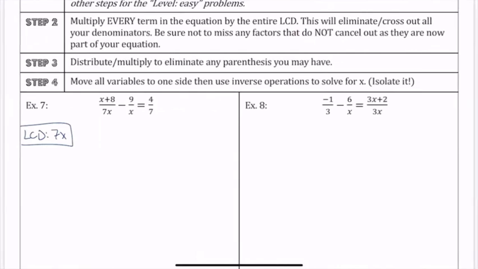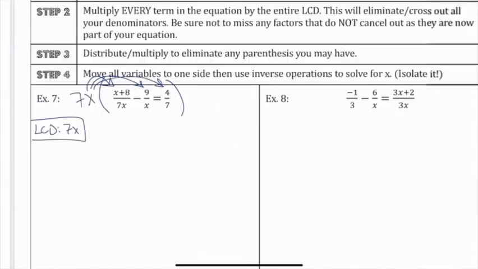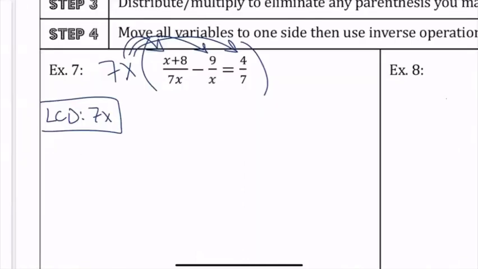Step 2, multiply every term in the equation by the entire least common denominator. So I'm going to go like this. I'm just going to multiply by 7x like that. Doing little arrows here. I'm multiplying it by everything. This says here, this will eliminate or cross out all of your denominators. Be sure not to miss any factors that do not cancel out, as they are now part of your equation.